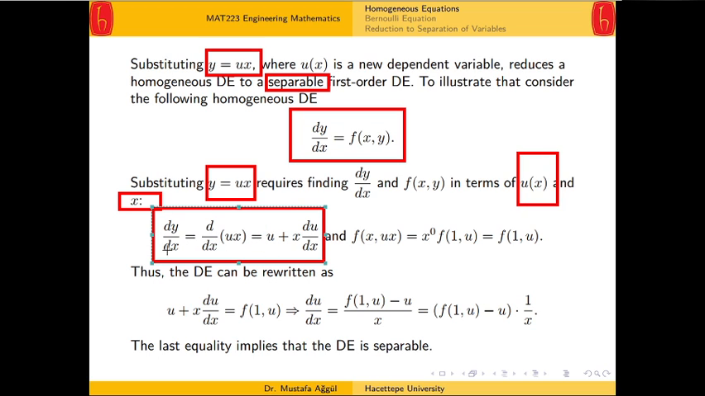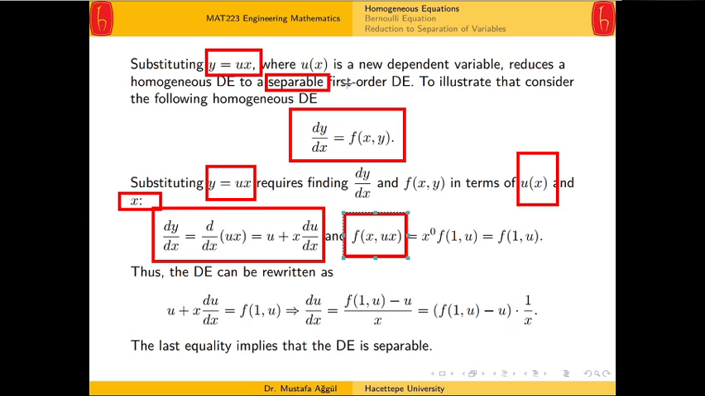So we replace dy dx by u plus x times du dx. This is the first thing we have to do. So the left hand side is already there, and let's go with the right hand side. Then f of x comma y is basically equal to f of x comma ux, because we substitute ux for y. When we do that, you see these x are common on both input values. So if we take this x out, it will be x to the 0 power, right?